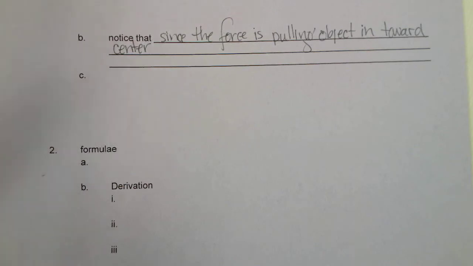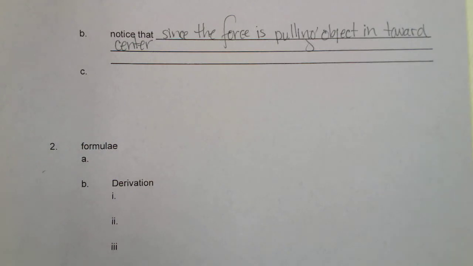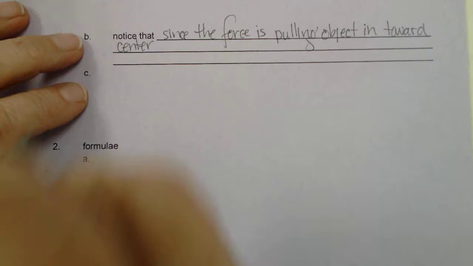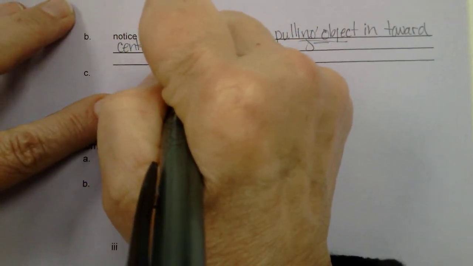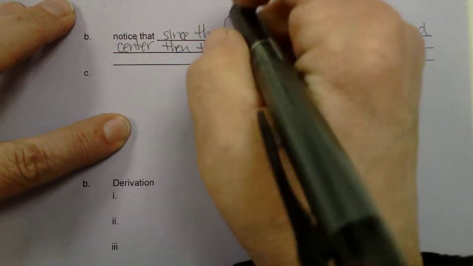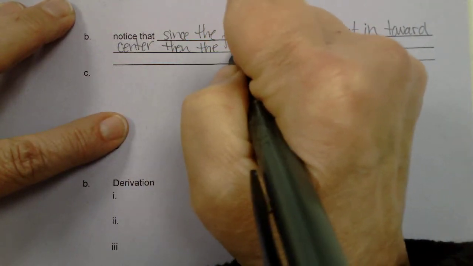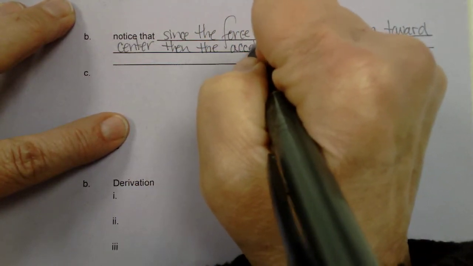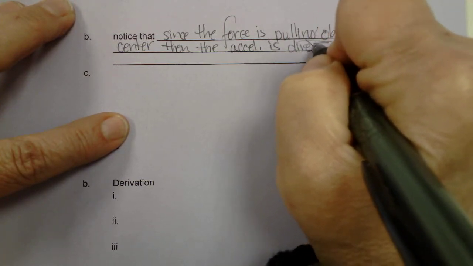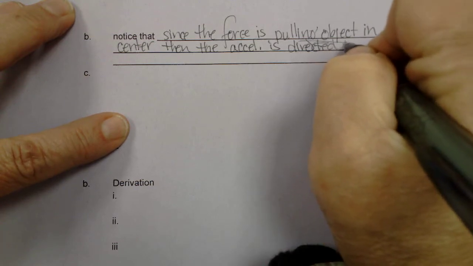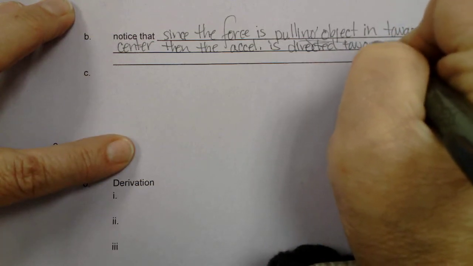let's see, what was Newton's second law? An unbalanced force acting on an object causes the object to accelerate in the direction of the force. If it's pulling the object in towards the center, then the acceleration is pointed or directed toward the center of the circle.